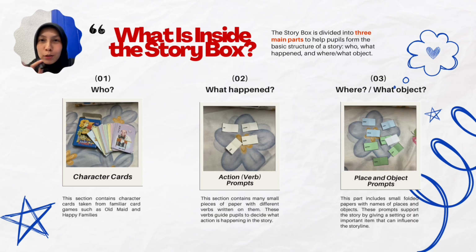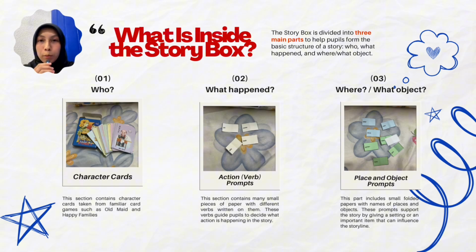What is inside the storybox? The storybox is divided into three main parts: who, what happened, and where or object. For the Who section, I use character cards from family card games such as Happy Family and Old Maid. These cards show clear characters like family members that pupils can easily recognize and relate to.